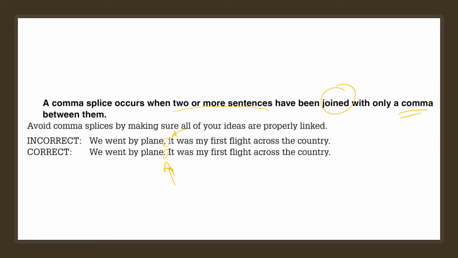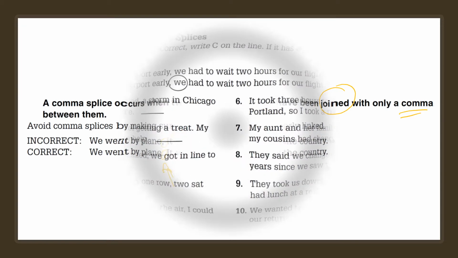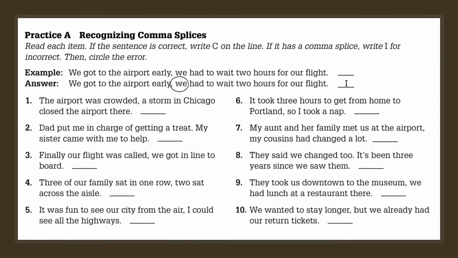Alright, so let's do the first practice. Practice A, recognizing comma splices. Read each item. If the sentence is correct, write C. If it has a comma splice, write I, meaning incorrect. Then circle the error.